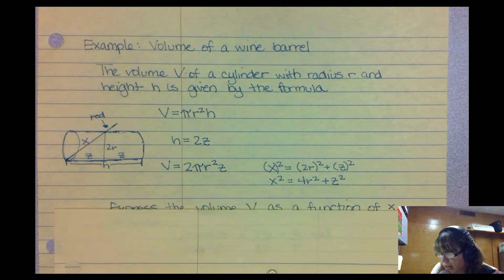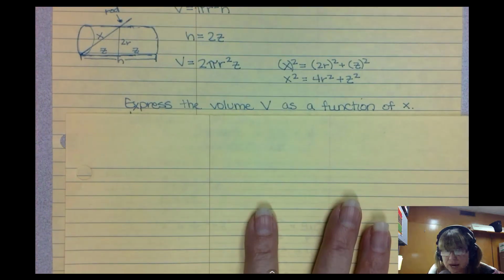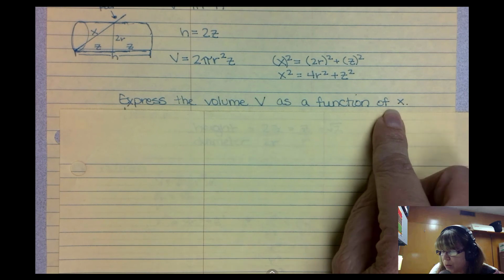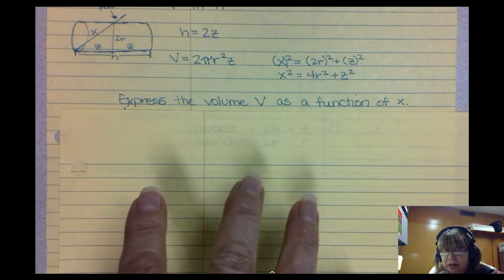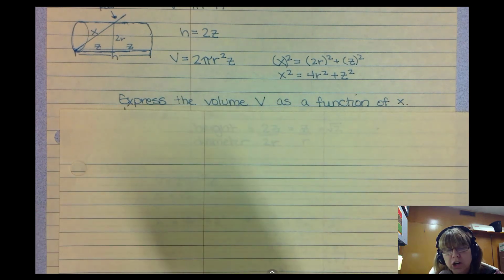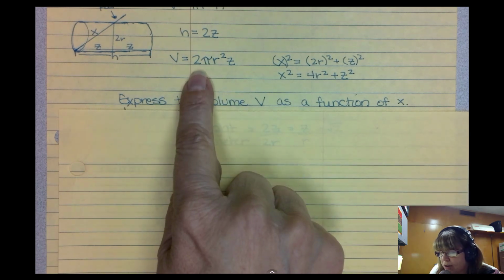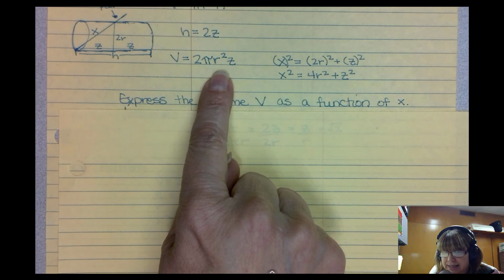All right, we're getting there. We're going to express this volume as a function of x. So I need every other variable to go away. I need the r's to go away, and I need the z's to go away, and the only variable I want on the right-hand side is x. So we've got to do some finagling here.